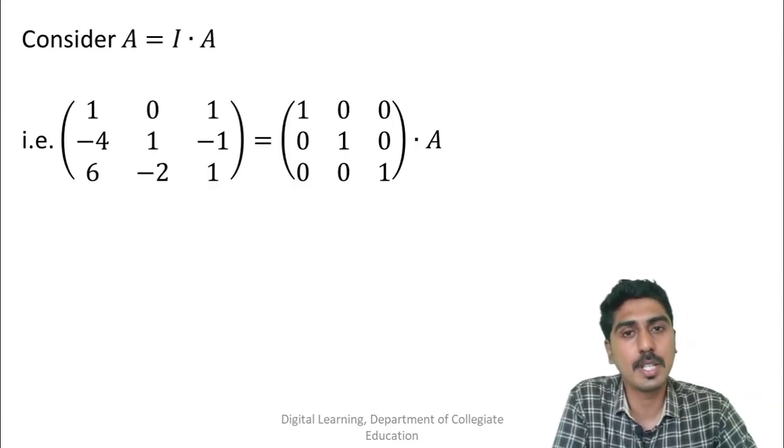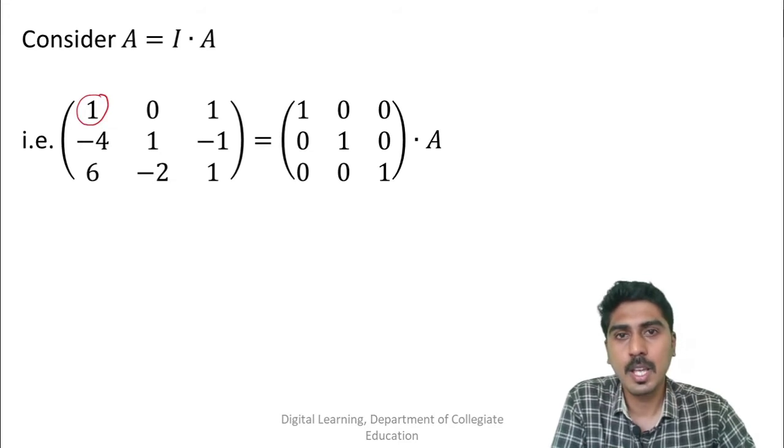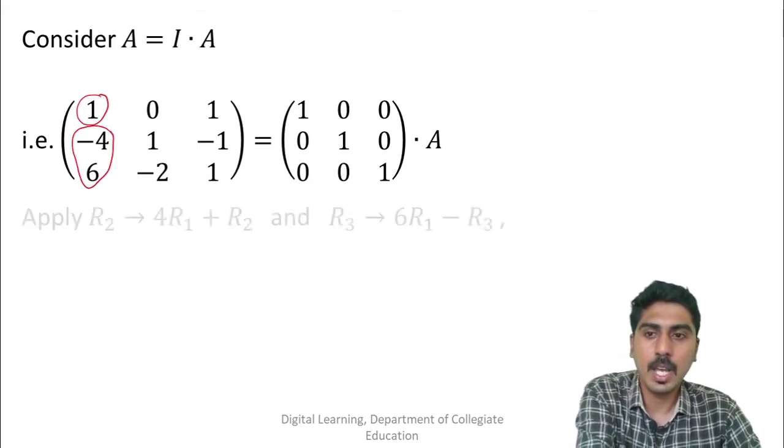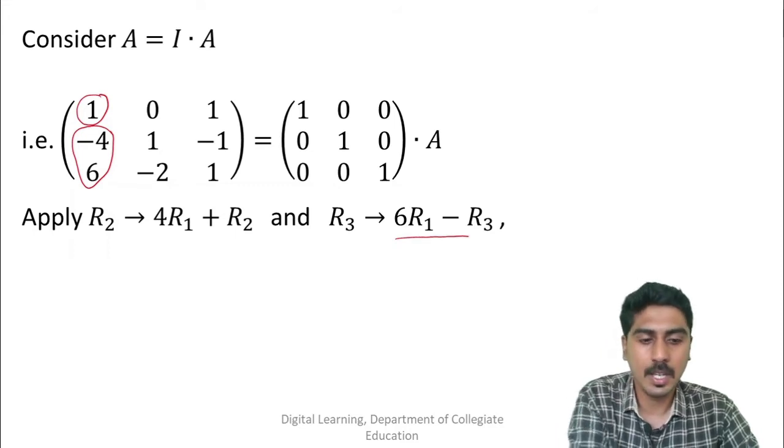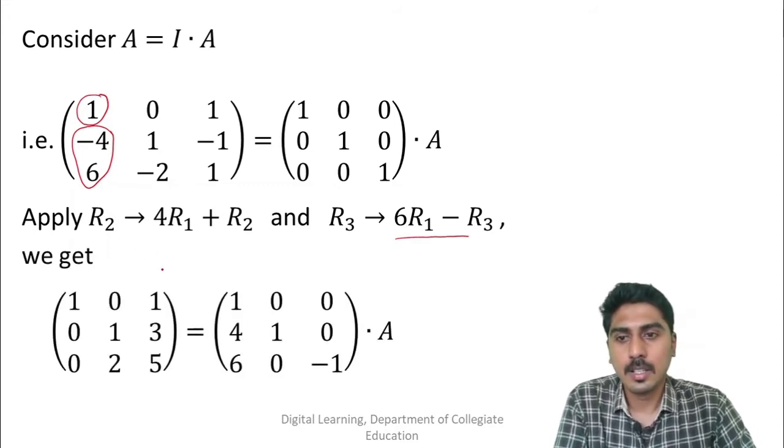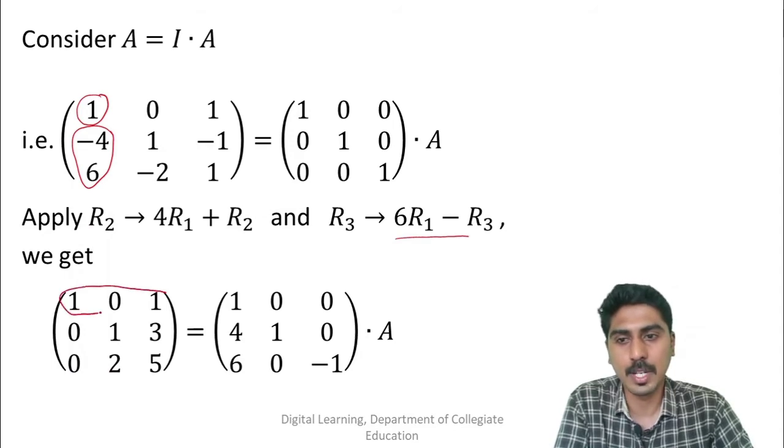I prefer to start with making this element 1. We already have 1 there, so I shall move on to the next step. We shall make these two terms 0. To make these two terms 0, we should change row 2 by 4R1 plus R2 and row 3 by 6R1 minus R3. Row 1 is unchanged, so write it down as it is.